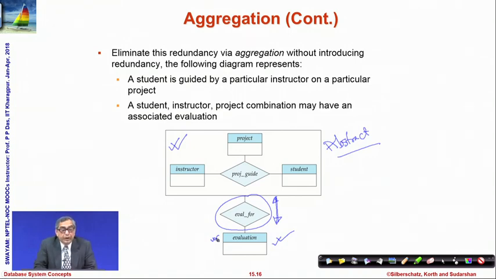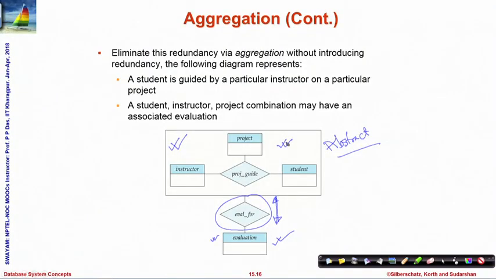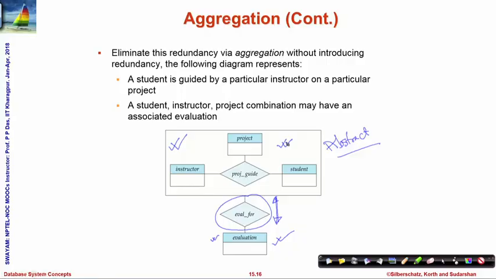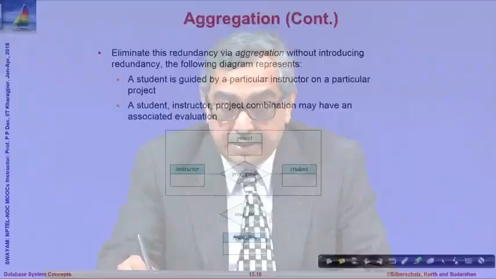So, we know that if a project is evaluated, then it certainly has a corresponding entity in the abstract entity set project guide, but the reverse may not be true. I may have an entity in the project guide entity set which does not have an evaluation. So, by using this aggregation model, I can model this situation more accurately than I could do otherwise.